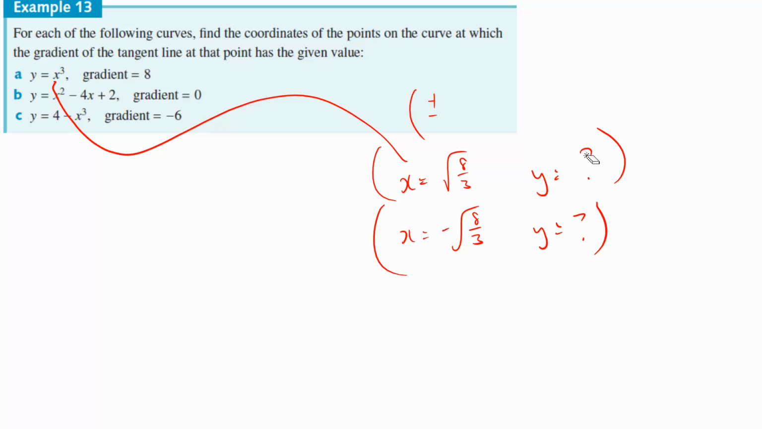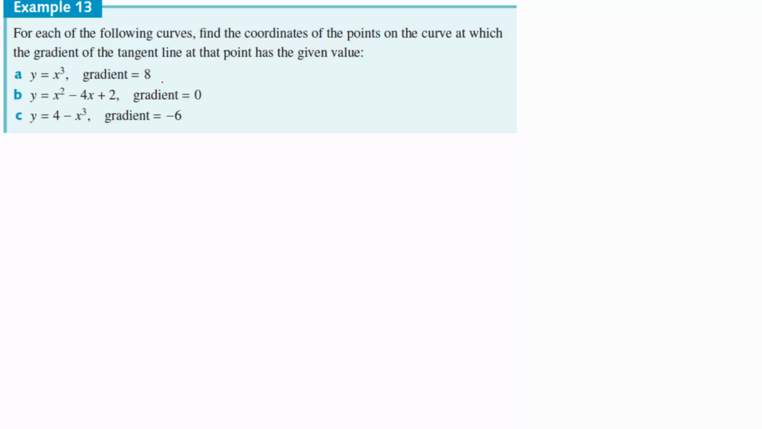So technically, it would just be root of 8 on 3 to the power 3, and this would be negative root of 8 on 3 to the power of 3. Essentially. Yeah. Okay. Let's try the last one. I mean B. Let's do B.